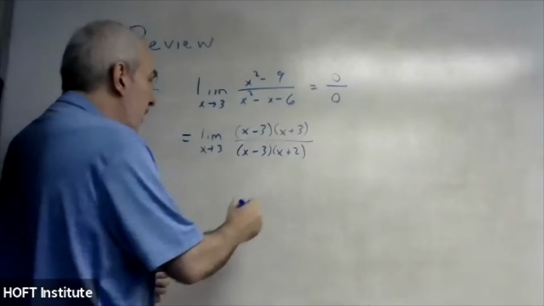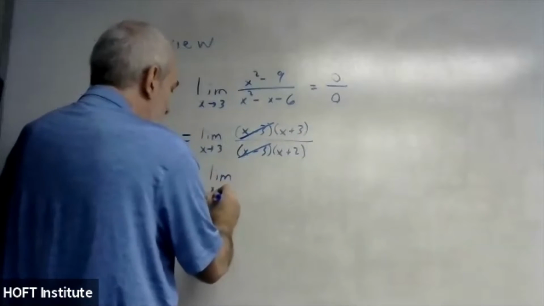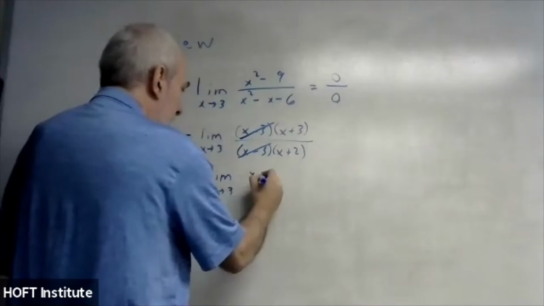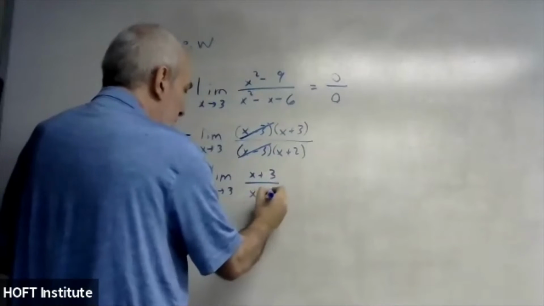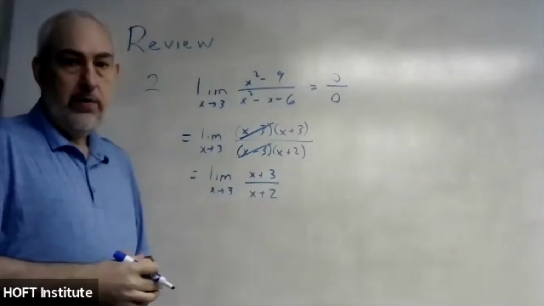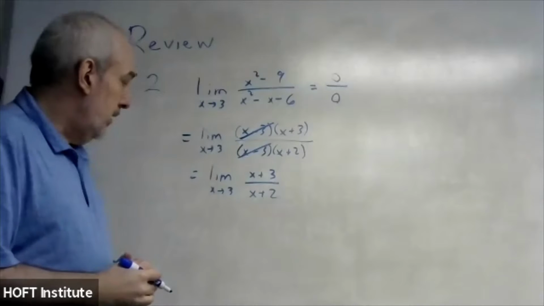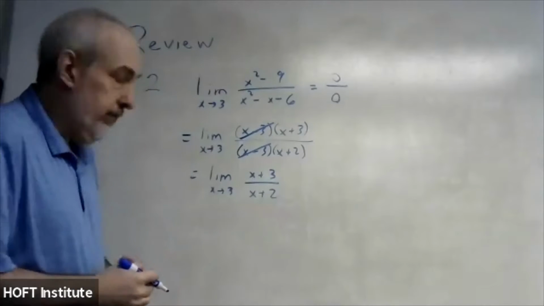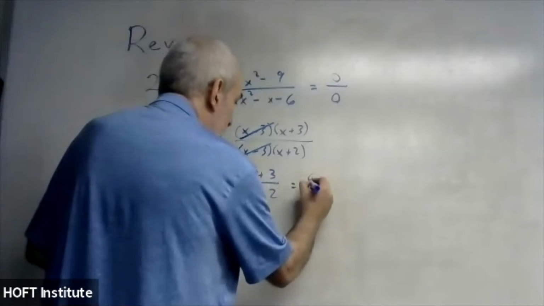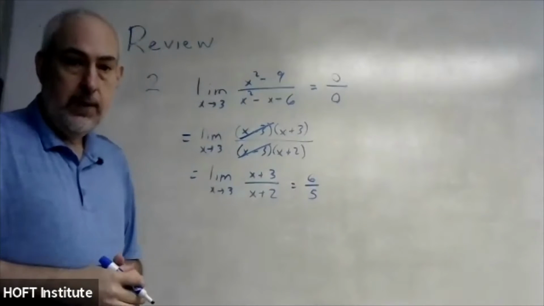Now we can get rid of the factors of x minus 3 on the top and bottom and get the limit as x approaches 3 of x plus 3 over x plus 2. Now that we've gotten rid of that factor on the top and bottom, try to plug in your number again. And this time we get 6 over 5. So 6/5 is the final answer.